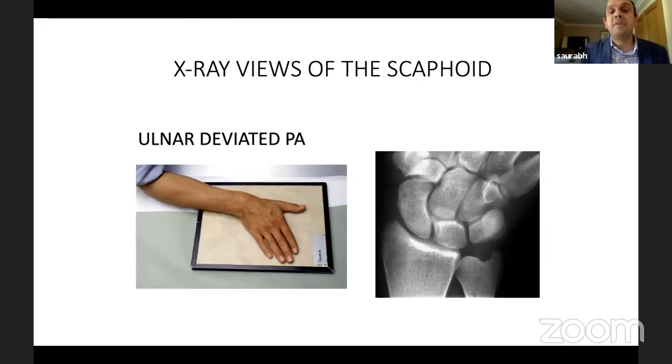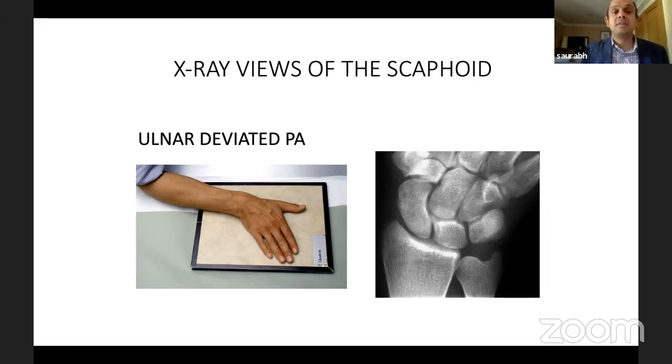So in terms of investigations, let's start with X-rays and then we'll see what other modalities. Again, these next 2-3 slides are important in the sense, scaphoid, unlike any other bone, you need to get 4 views at least, not 2 views, 4 views. So which are those 4 views?